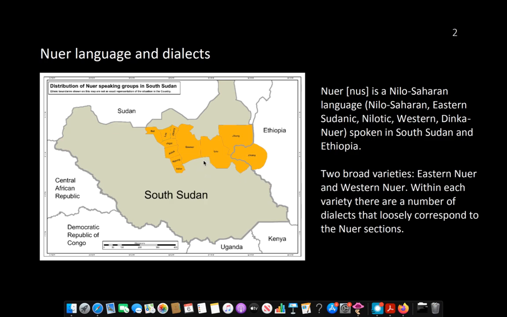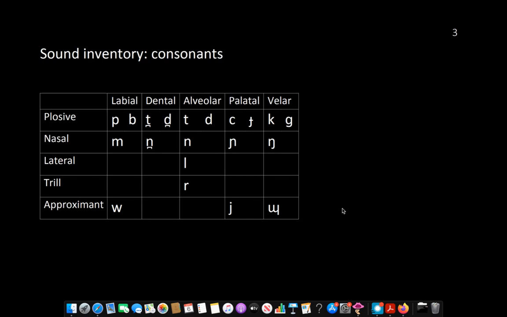In this talk, I will focus on the South Sudanese Lou Nuer dialect, spoken over here. But I also will consider the data from the rest of the South Sudanese dialects, Bintiu, Gawar, and Nasser. Nuer has 20 consonant phonemes. The plosives and the nasals come in 5 places of articulation. There is a lateral, a trill, and 3 approximants. There are no fricative phonemes in Lou Nuer, the dialect which is the focus of this presentation.